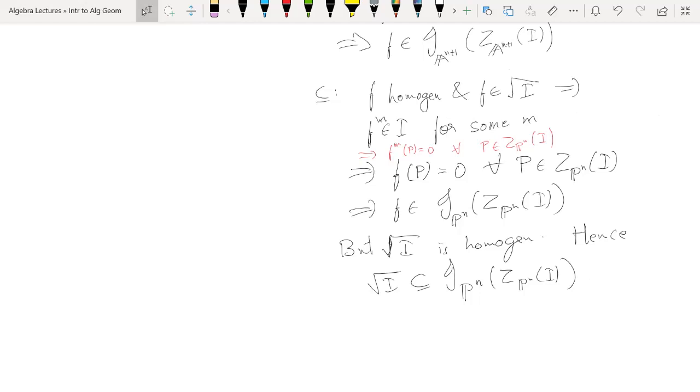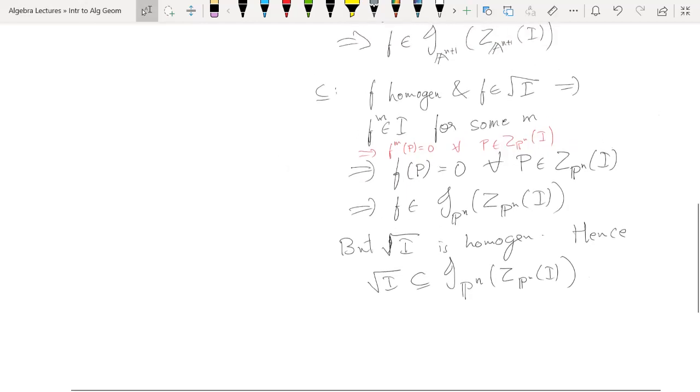So that tells you that radical of I is, so you get the other. So what did we see? We see that every homogeneous element of radical I is contained in this, but radical I is a homogeneous ideal. So it is generated by all the homogeneous elements in I. So we get that radical I is contained in this. So this step doesn't show every element in radical I is there, but we showed only homogeneous elements of radical I.